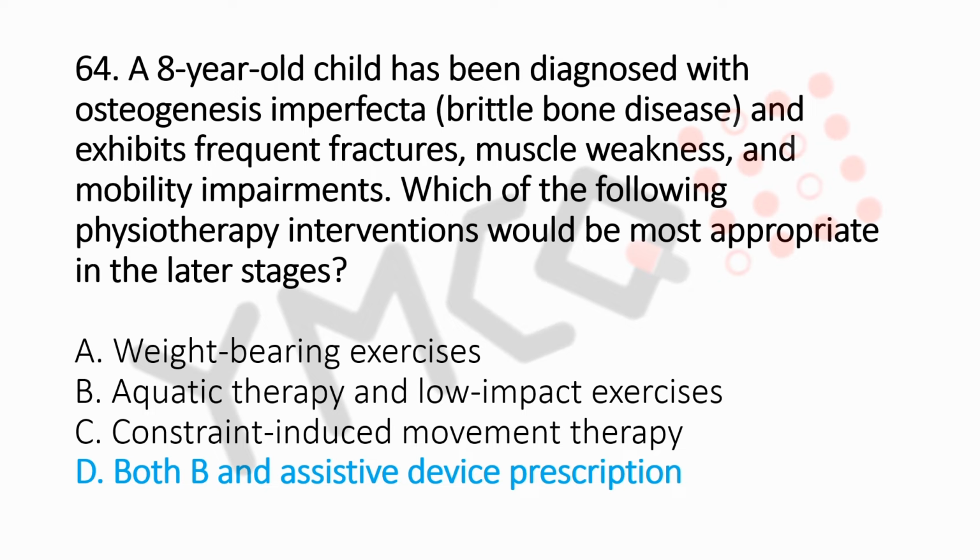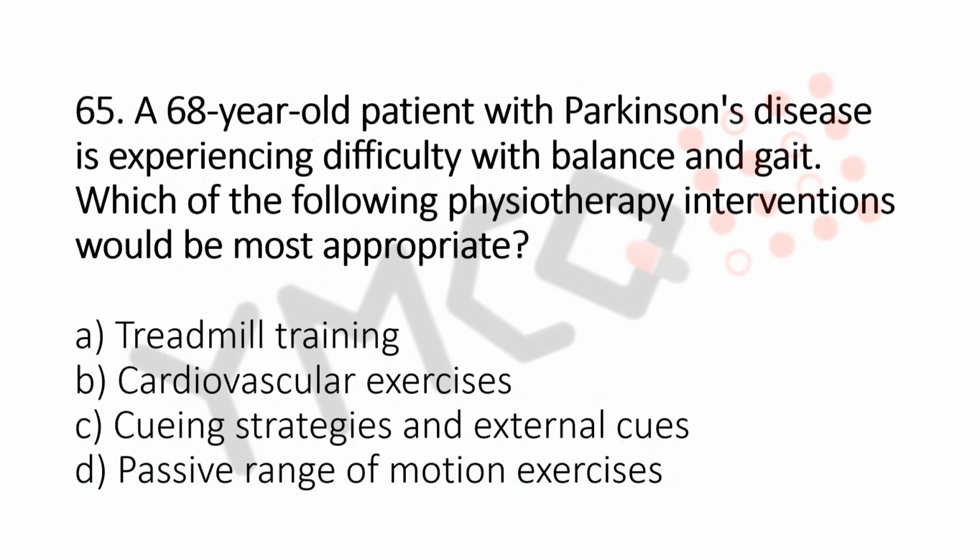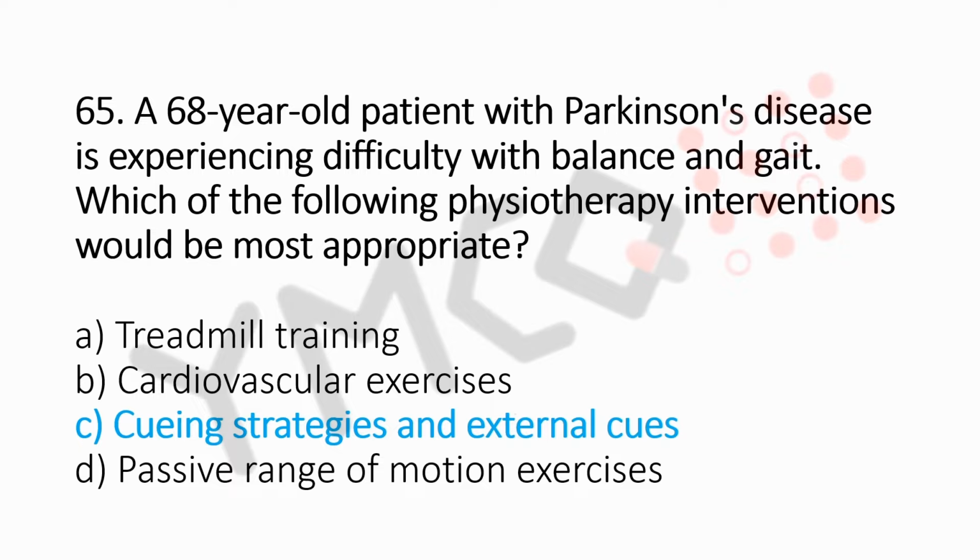Now let's move to question number 65. A 68-year-old patient with Parkinson's disease is experiencing difficulty with balance and gait. Which of the following physiotherapy interventions would be the most appropriate? Option A, treadmill training. Option B, cardiovascular exercises. Option C, cueing strategies and external cues. Option D, passive range of motion exercises. And the answer is option C, cueing strategies and external cues.